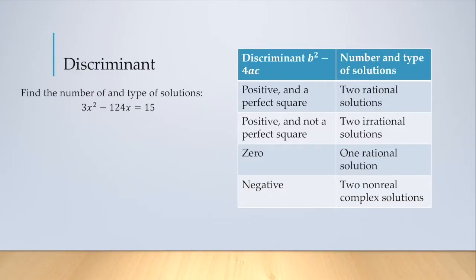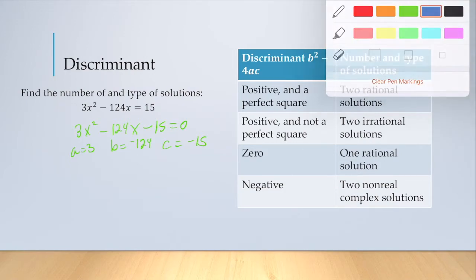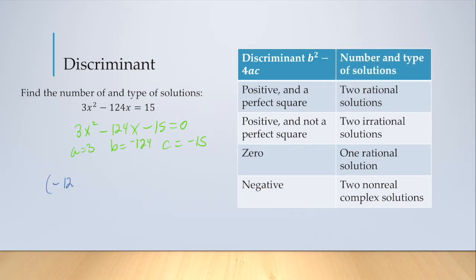All right, first thing, I do need to get this into standard form by moving the 15. Here I have a is 3, b is negative 124, that's a big number, and c is negative 15. So I have b squared, which is, I'm just going to go ahead and write this as negative 124 squared. I'm changing colors too. I'm indecisive. So I have negative 124 squared minus 4 times a times c.